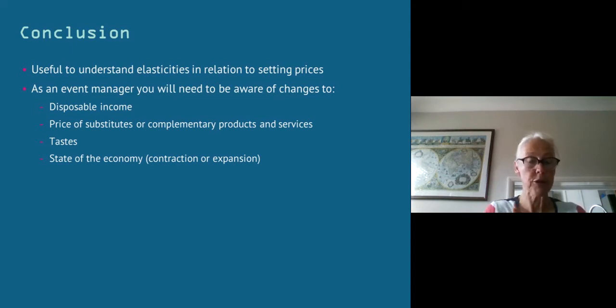And we will cover a little bit more on this in one of my lectures on the income elasticity of demand and cross-price elasticity of demand. But from an event manager point of view, it's very helpful to understand and be aware of what might happen if there are changes in disposable income, if prices of a substitute, maybe a substitute event or a complementary product or service change. There's obviously things like tastes and fashions, and that might kind of change things and have an impact here, or the state of the economy, whether it's in contraction or expansion. So a number of things we might need to think about in relation to our prices.